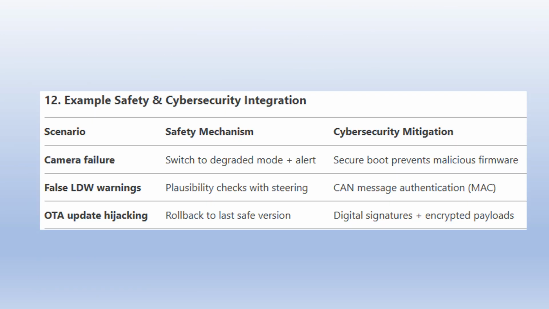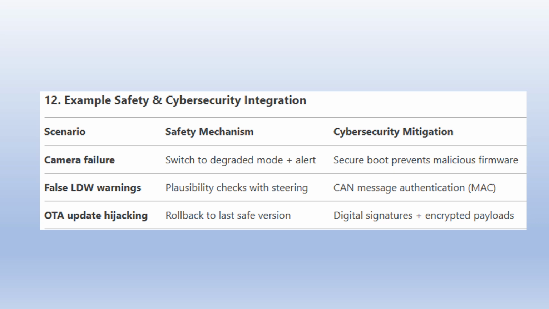Now let's see some examples of safety and cyber security integration. First is camera failure, switch to degraded mode and alert. And the cyber security mitigation is secure boot, which prevents malicious firmware. Next is false LDW warnings. The safety check is plausibility checks with the steering, and the cyber security mitigation is CAN message authentication. Is the CAN message authentic or not, with the help of the MAC protocol. OTA update hijacking. Roll back to last safe version.